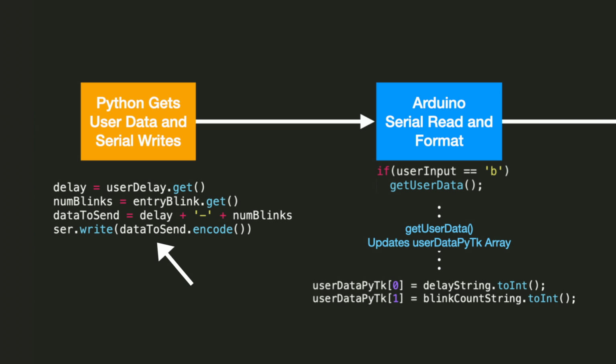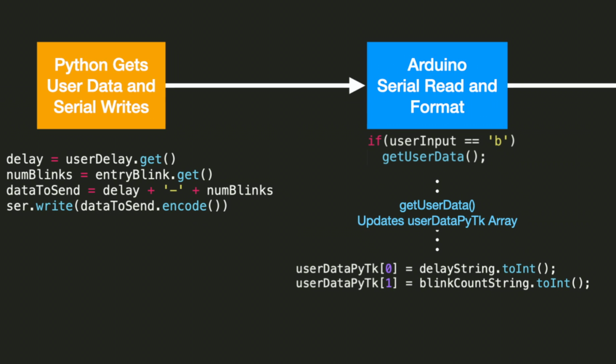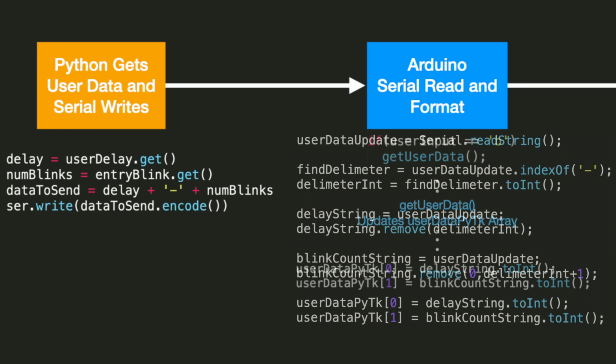Now that Python has collected the user data and transmitted the string, the Arduino's job is to interpret this string and then format it. So here's a simplified look. Once the Arduino gets the command to go into blink mode and get this data, it calls get user data. And this is going to ultimately update the user data Python TK array. And that contains the delay and the blink count. Here's a more detailed look.